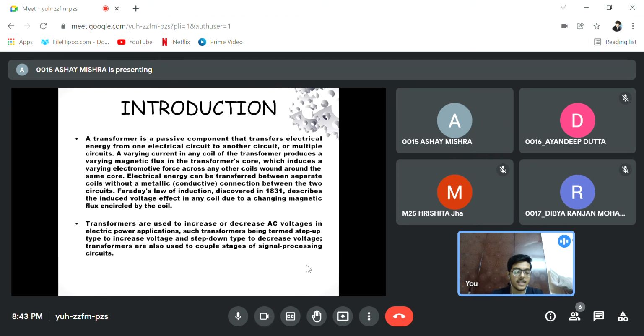Now, let's have a brief introduction on transformers. A transformer is a passive component that transfers electrical energy from one electrical circuit to another circuit or multiple circuits.